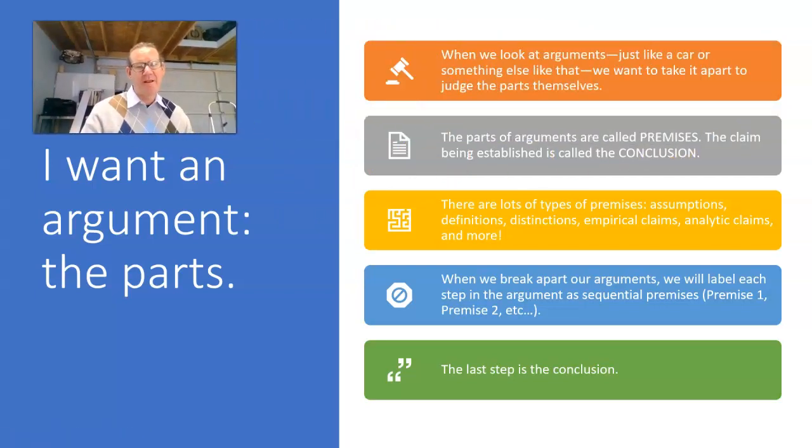So I want an argument, the parts, okay? When we look at arguments, just like a car or something else like that, we want to take it apart and then hold each of the parts up. How's this part doing, right? And just like a car, if it's not working right, we start pulling parts off and going, are you working? Are you working? Are you working? And then when we find the part that's not working, do we just junk the car, toss out the argument? No, we fix it. You go to the store, you buy a new part, right?